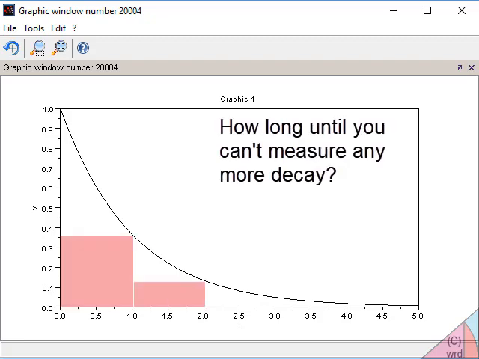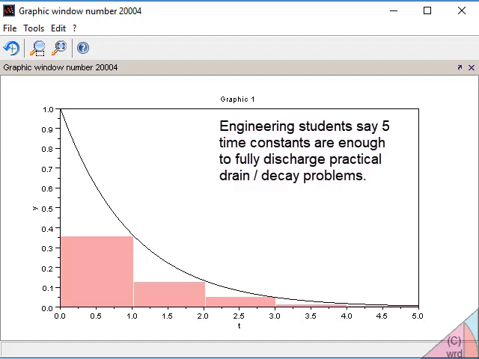Let's look at the overall decay curve. After 5 time constants, we are pretty much at the bottom. Engineering students usually take 5 time constants as the time for a full enough discharge. Let's do one quick example of old school, fixed-rate decay.